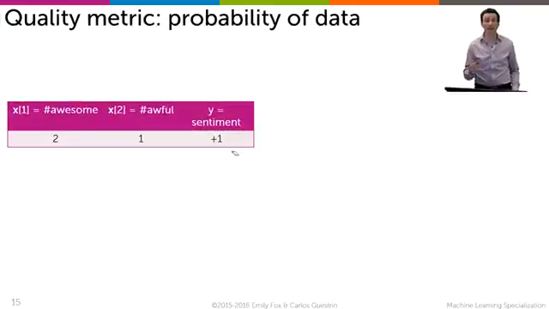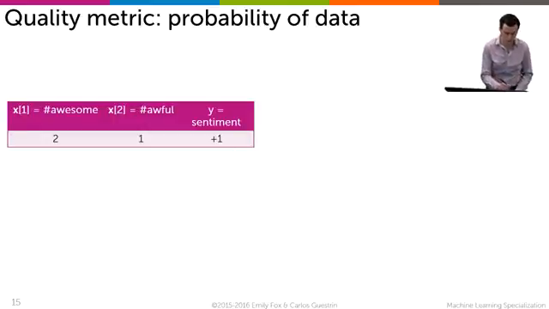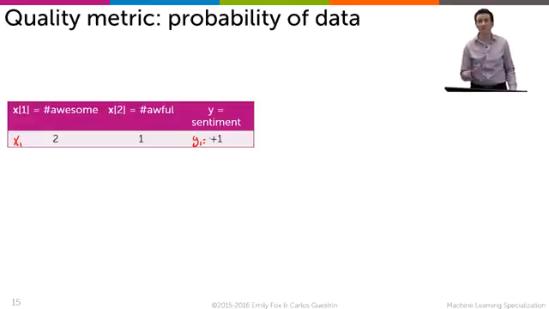To better understand the data likelihood, let's start with some simple examples and try to understand what W is trying to do, what we're trying to do here in the learning problem. So let's say that we have this data point that has 2 awesomes and 1 awful. Let's call that input x1, and we're going to try to output y1, which is that this is a positive sentiment. This is a review of positive sentiment.